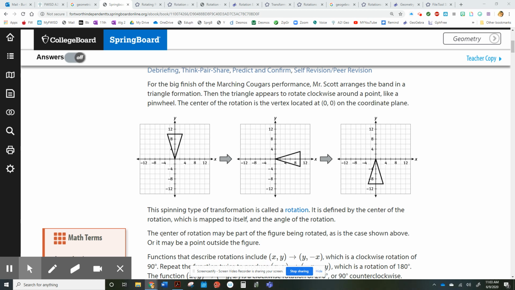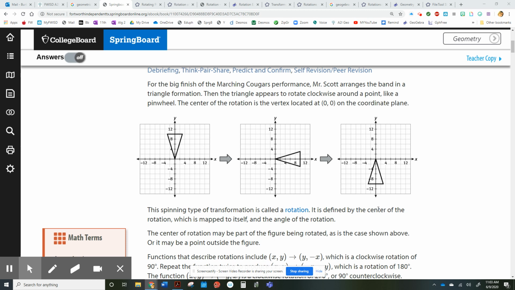The center of rotation could be part of the figure itself. So like there must be a band member standing at 0, 0. Well, that band member is not going to move from 0, 0, because regardless of how many degrees we rotate, there's still a band member at 0, 0. Now they may not be facing the same direction, but they are standing in the same place, kind of like marching in place.